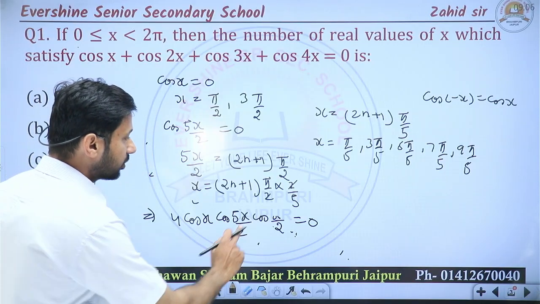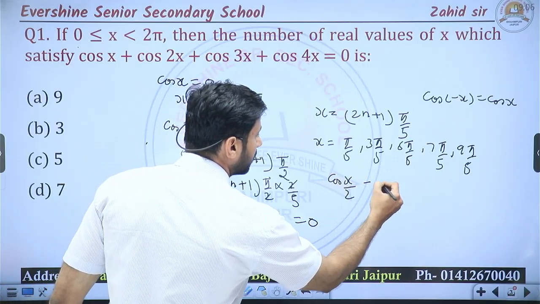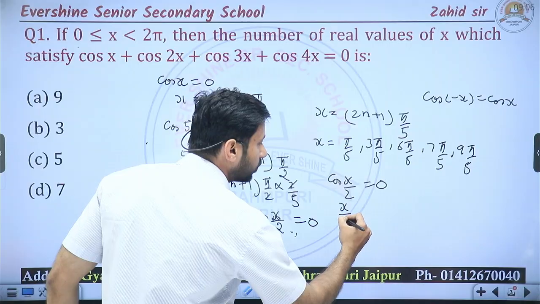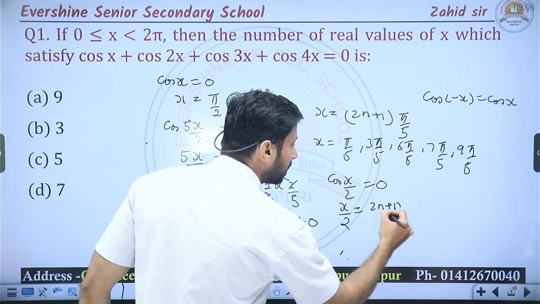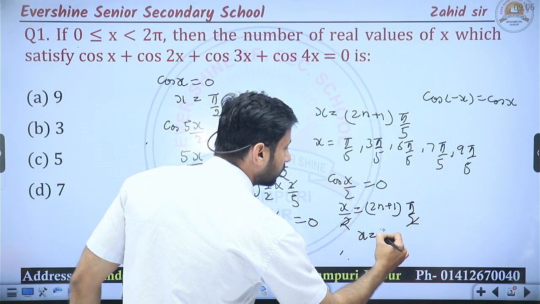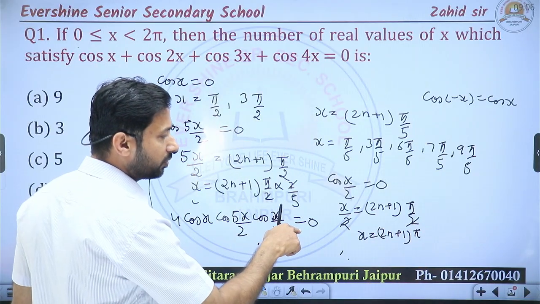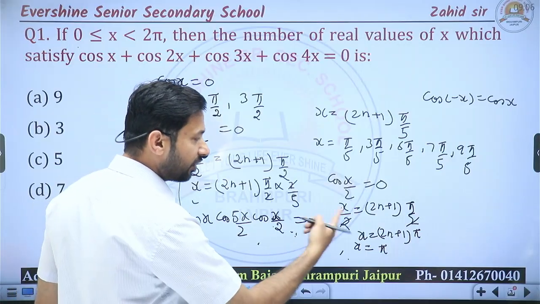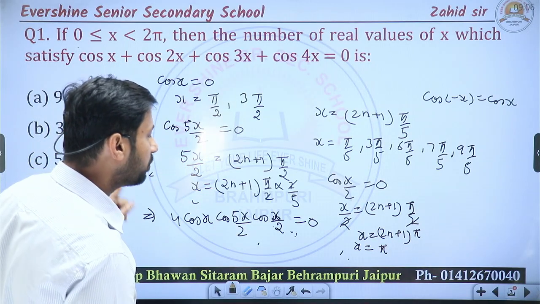Now the last is cos x by 2. Cos x by 2 equal to 0. So here x by 2 will be equal to odd multiple of pi by 2. So (2n plus 1) pi by 2. So 2 cancel by 2. So x equals to (2n plus 1) into pi. So I can put n equals to 0. So x will be equal to pi. If I put n equals to 1, it will be 3 pi. That will be more than the range. So I cannot take that value. So now how many values are there?